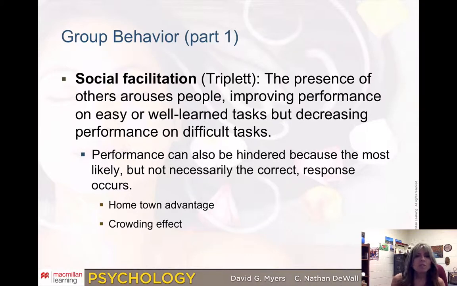Okay, so social facilitation is where the presence of others will either encourage us to do stuff or will cause social loafing. We'll get to social loafing in a minute. So the presence of other people around can actually facilitate our behavior or arouse us to do things we might not have done if we were in a smaller crowd or by ourselves. And I think there's a picture in your book of the hometown advantage or the crowding effect, in sports. Okay, so that's a great illustration.